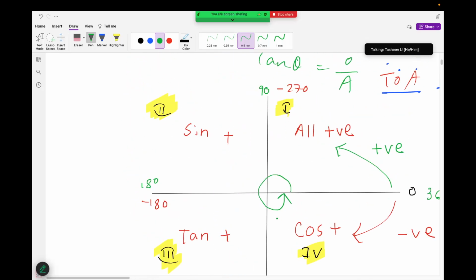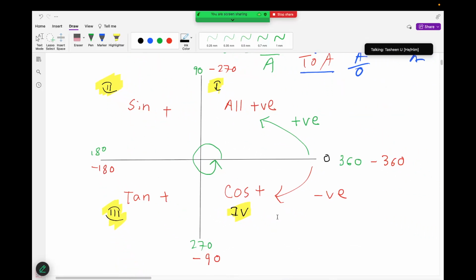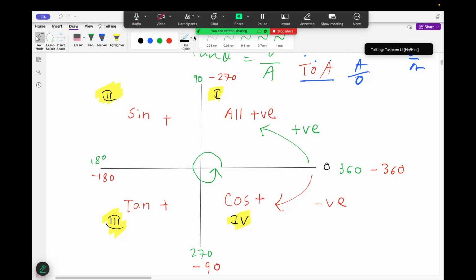Now, are we familiar with this chart? What about, can I?